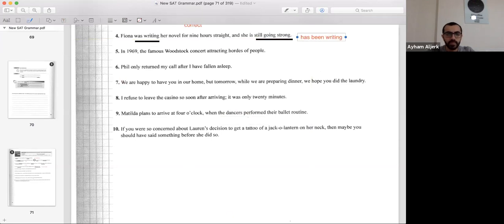Number 5. In 1969, the famous Woodstock concert attracting hordes of people. Again, here we have attracting. And we said, usually when we have the ing form of the verb, it's often wrong, not all the time, because here we have 1969. So we have a clear reference to the past. So that's why we just need to use past simple. So we have to say attracted.